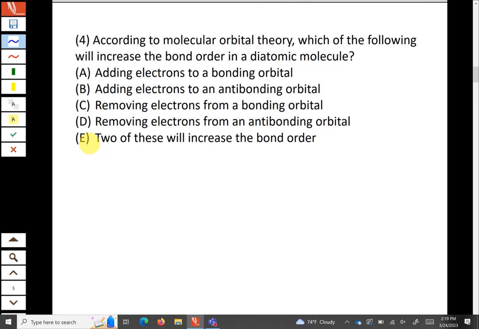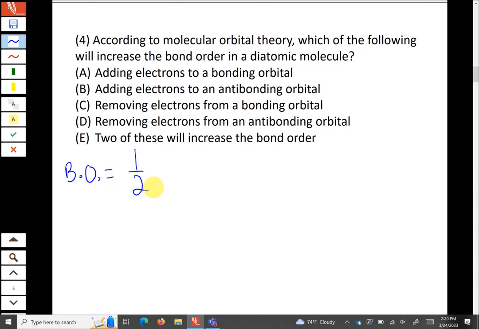And so you could have questions on the exam like this one, which are more conceptual in nature. According to molecular orbital theory, which of the following will increase the bond order in a diatomic molecule? So when we have a molecular orbital diagram, and we'll do this again in a little bit in more detail for another problem, we can calculate the bond order. BO stands for bond order, not body odor, in this context.